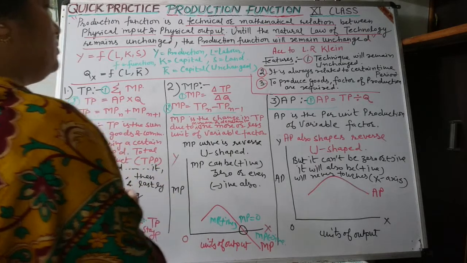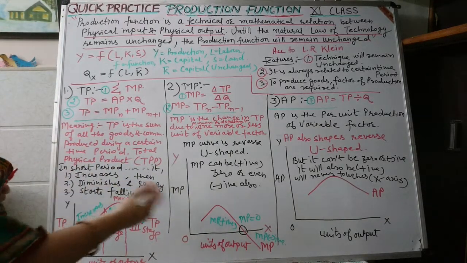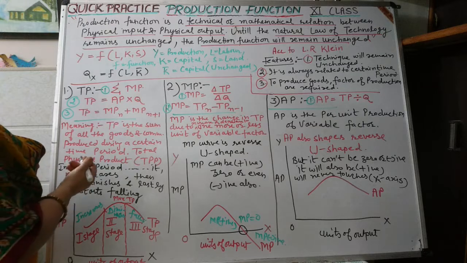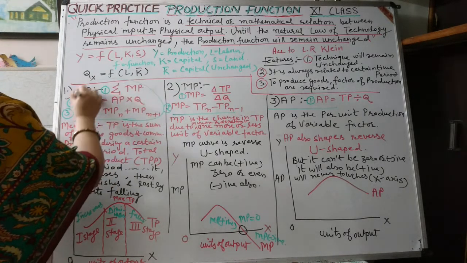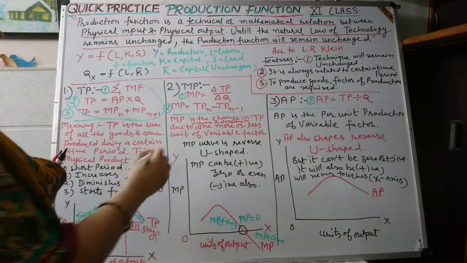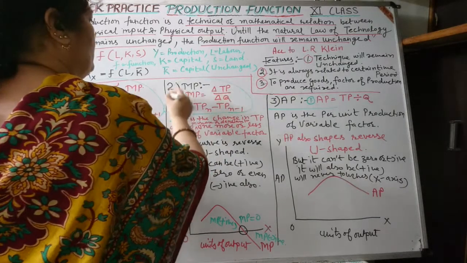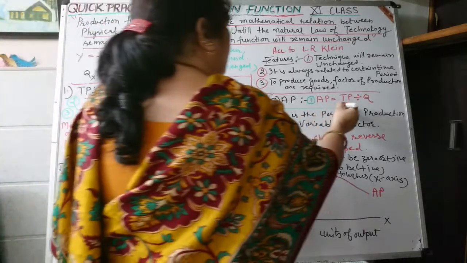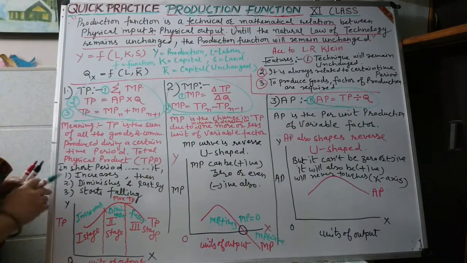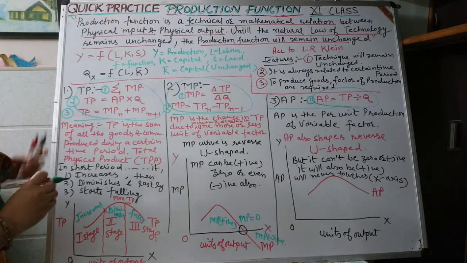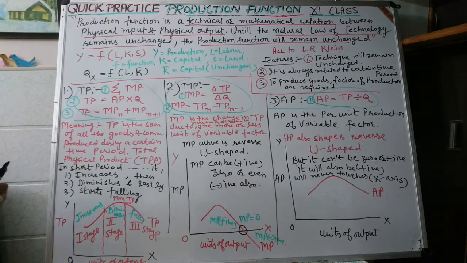So we have drawn all the curves as well as formulae. There are 3 formulae for the calculation of total production, 2 formulae for the calculation of marginal production, and we can also calculate average production. So in this way we will explain the concept of production function.